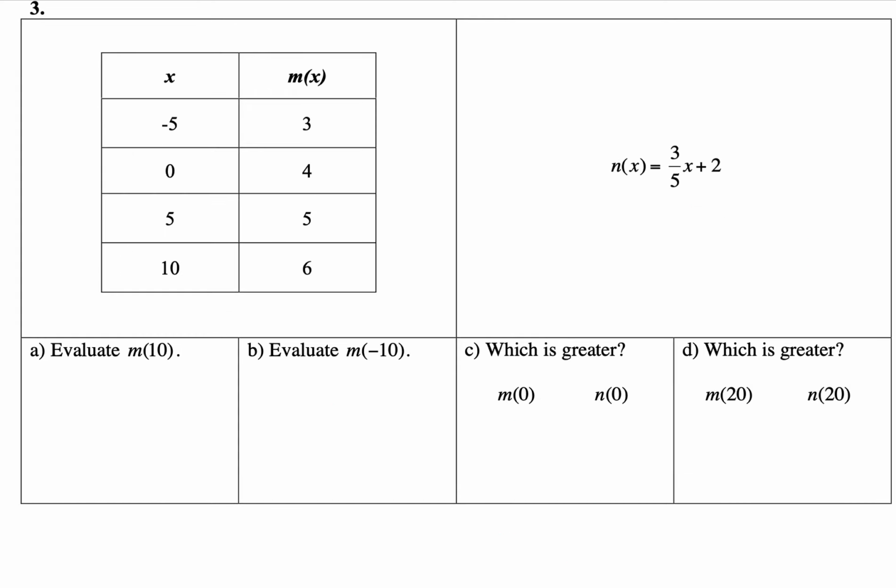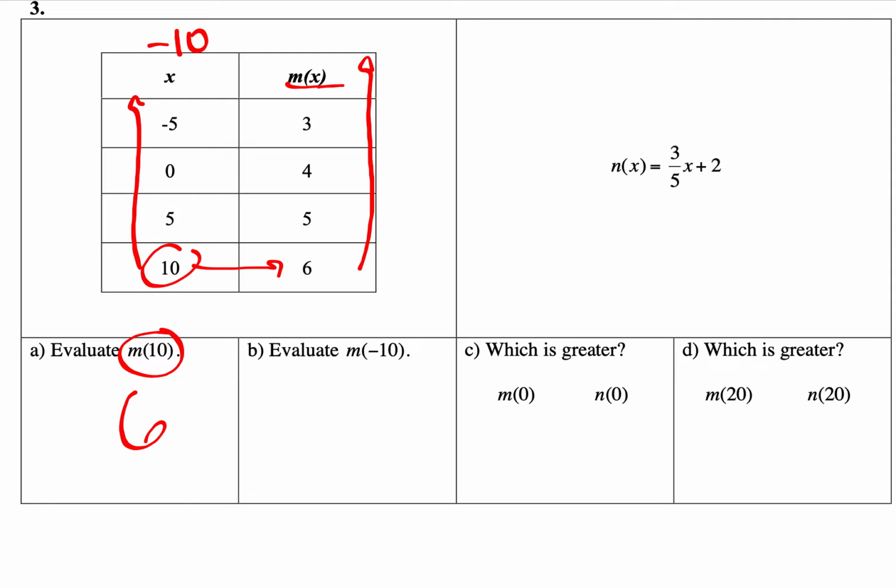Okay, next, number 3. On this, we're going to calculate m of 10. Well, here's m of x, input 10, output 6. m of -10. Now, we're going to have to follow the patterns up here. If we go 5, 0, -5, the next one in order would be -10. So we can just find the next one in order here. 6, 5, 4, 3. It's going to be 2. The output will be 2. Now, which is greater, m of 0 or n of 0?